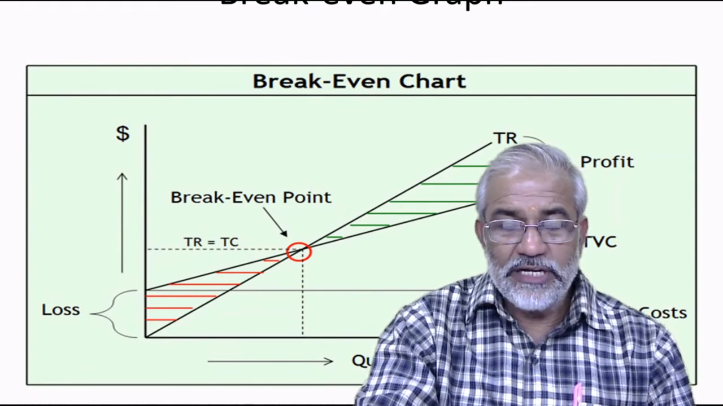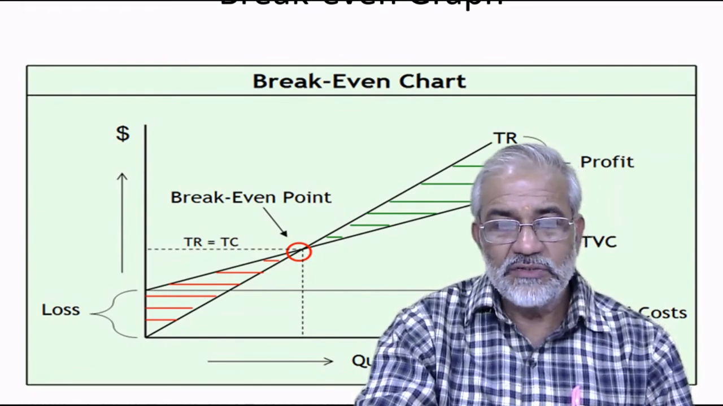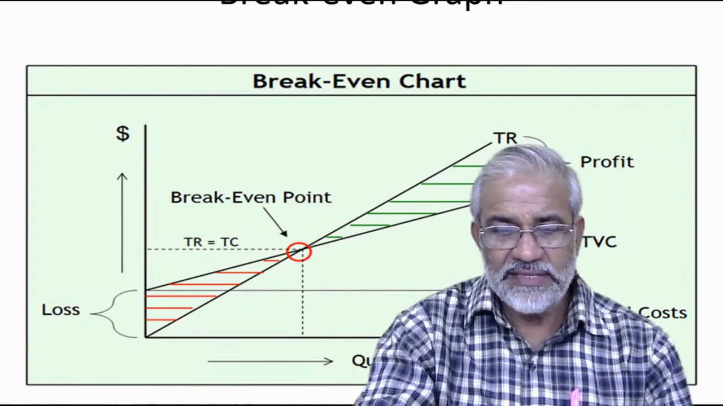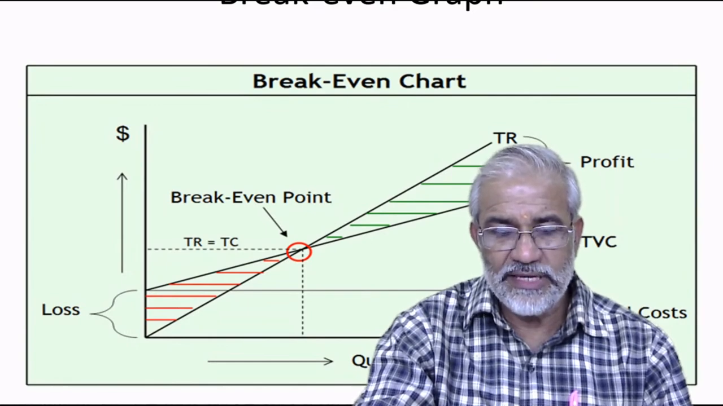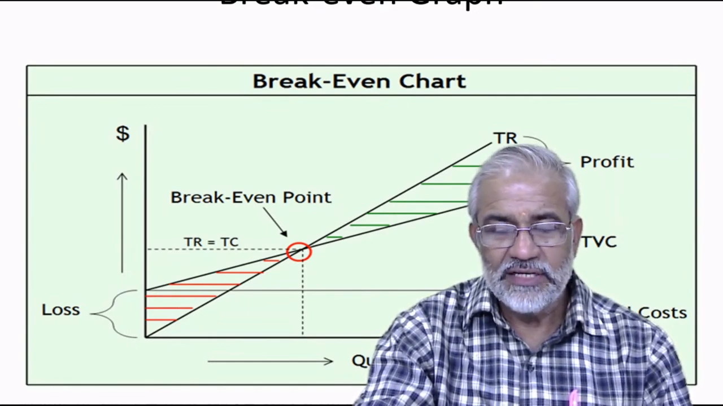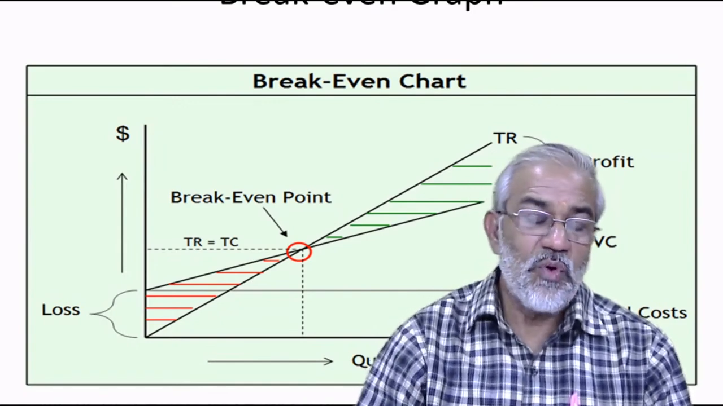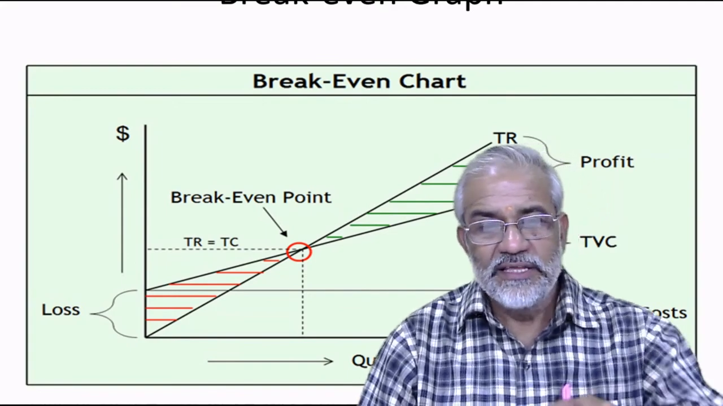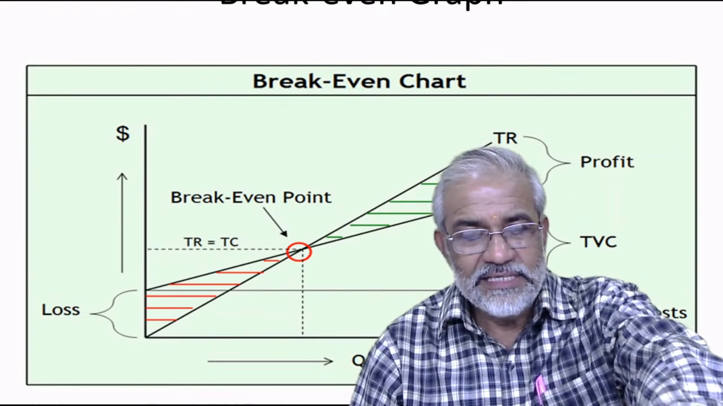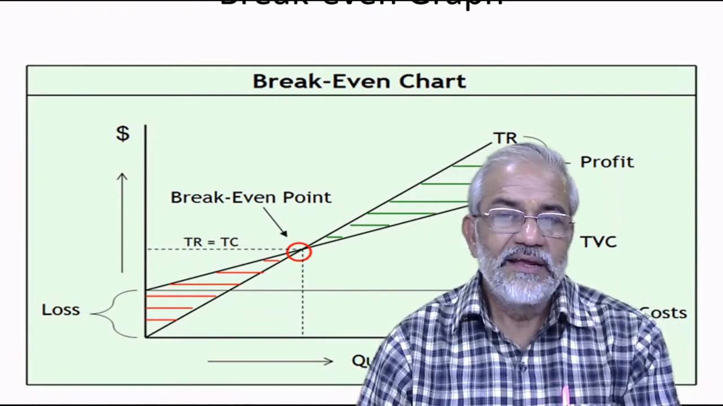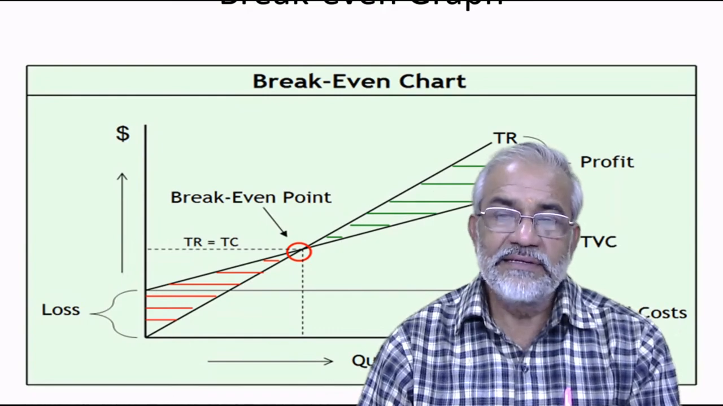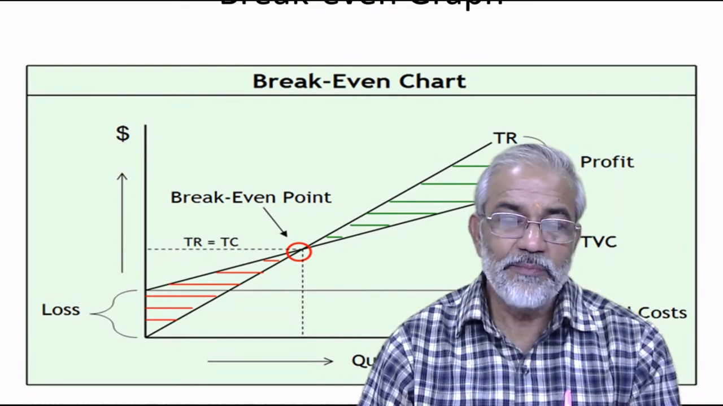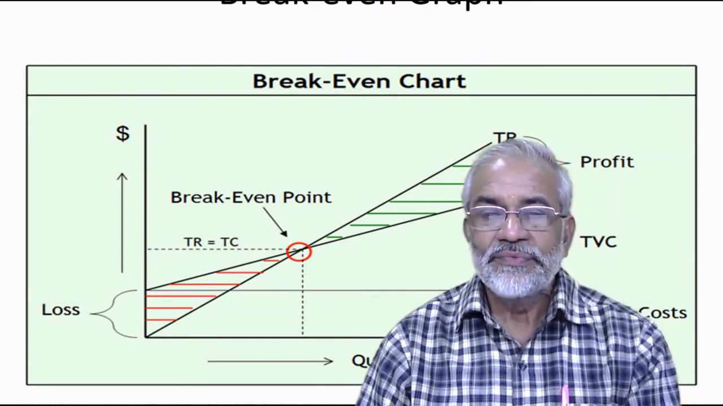The break-even point is the point of intersection of the total cost with the total revenue. The total revenue intersects the total cost at the point where the circle is given in red color. So that is the break-even point. That means at that point there won't be any profit and there won't be any loss. The red-colored area is the loss area, and the green-lined area on the right-hand side of the break-even point is the profit area.